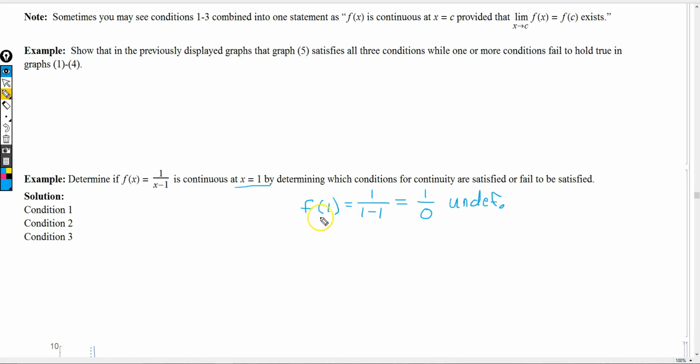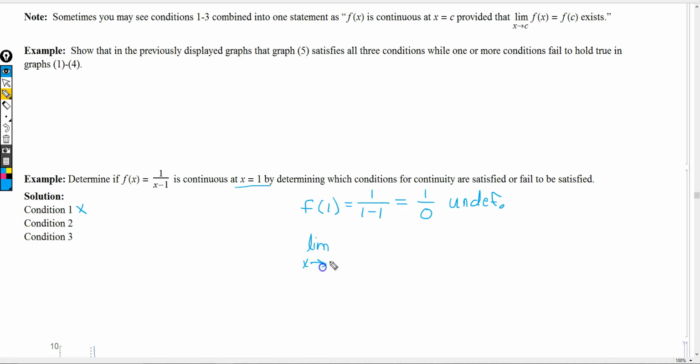Undefined. So f of 1 does not exist, so right away condition 1 fails, so we know this is not going to be a continuous function at x equaling 1. Now let's just check the other 2 conditions. Well, certainly the limit is not going to exist either.